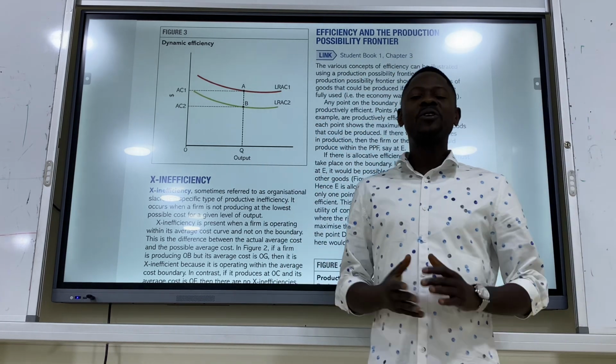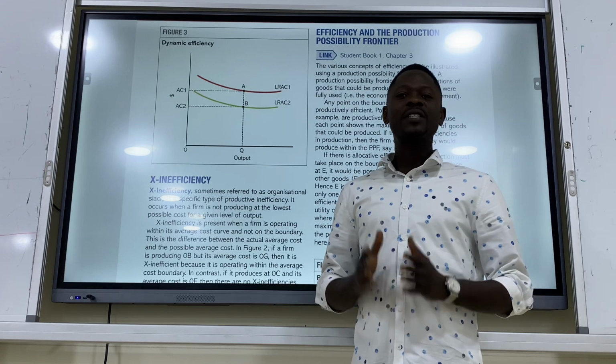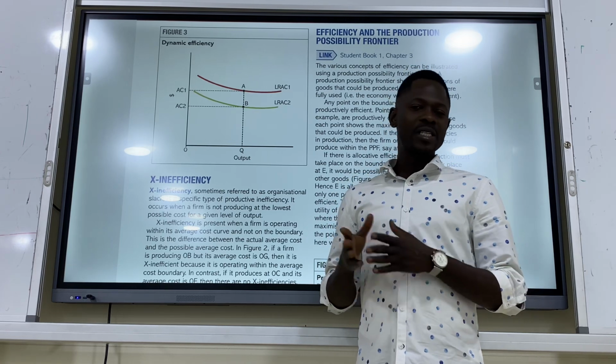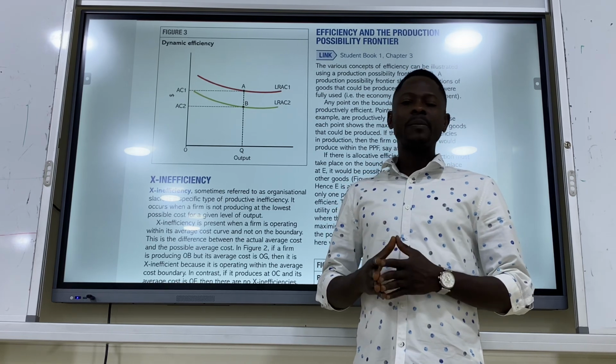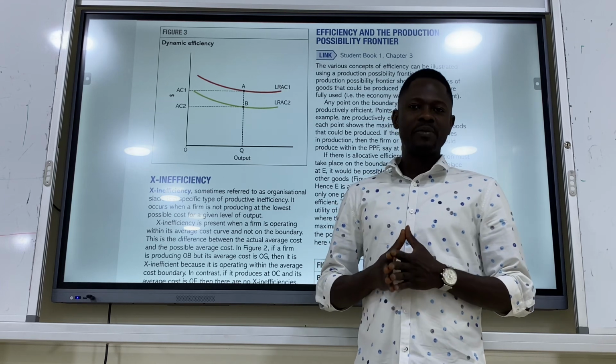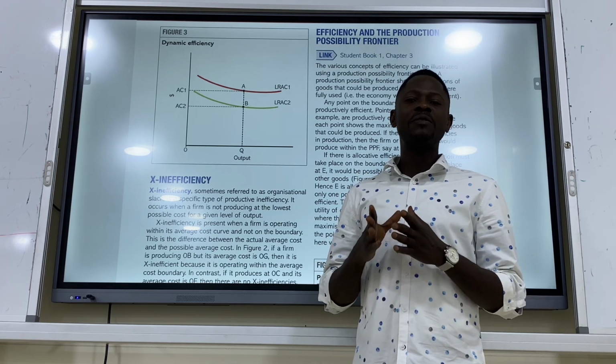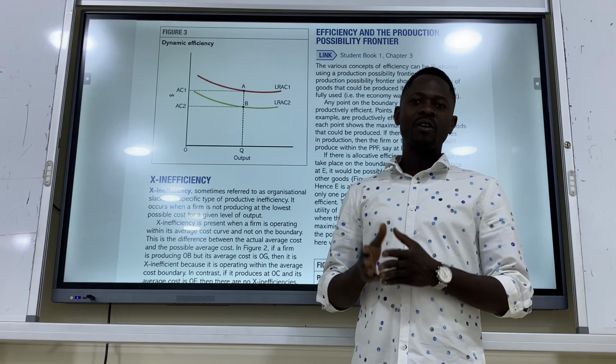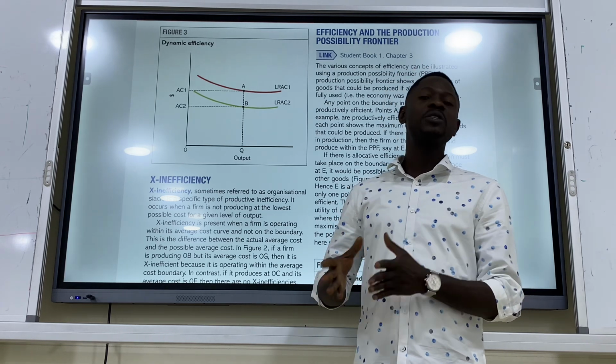Once again, we continue with our economics class, economics A level. The topic we are still on is efficiency. We've talked about efficiency and we know what efficiency simply means. It means the firm or the economy is able to reduce its average cost of production, the cost of producing goods and services.